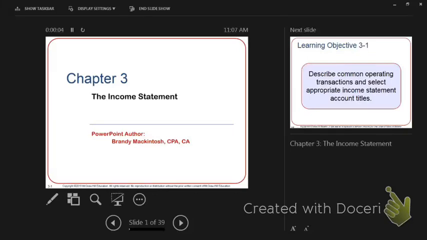All right, so Chapter 3 deals all with the income statement. So everything we're going to do has to do with the income statement. It definitely is a little bit harder than the last two chapters.